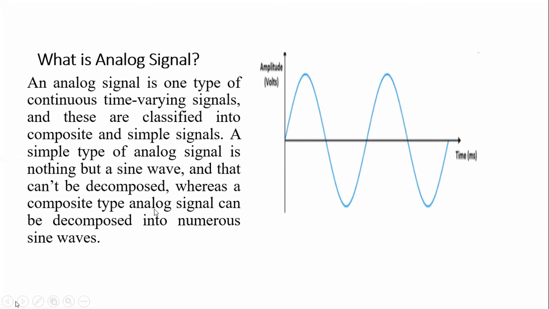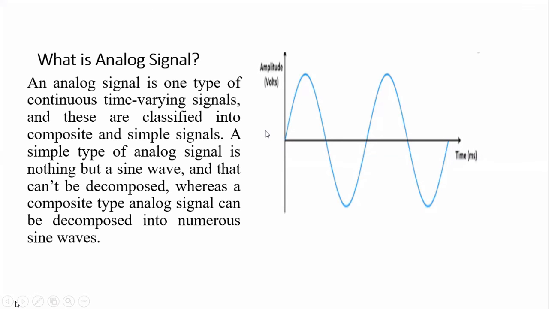An analog signal is one type of continuous time varying signal. Time varying means that due to time this will vary. See, time is going, and the signal is going upper side and lower side, upper side and lower side. These are classified into composite and simple signals. This is a simple signal. Composite signal means when you are combining two or more simple signals. A simple type of analog signal is nothing but a sine wave, and that cannot be decomposed, whereas a composite type analog signal can be decomposed into numerous sine waves.